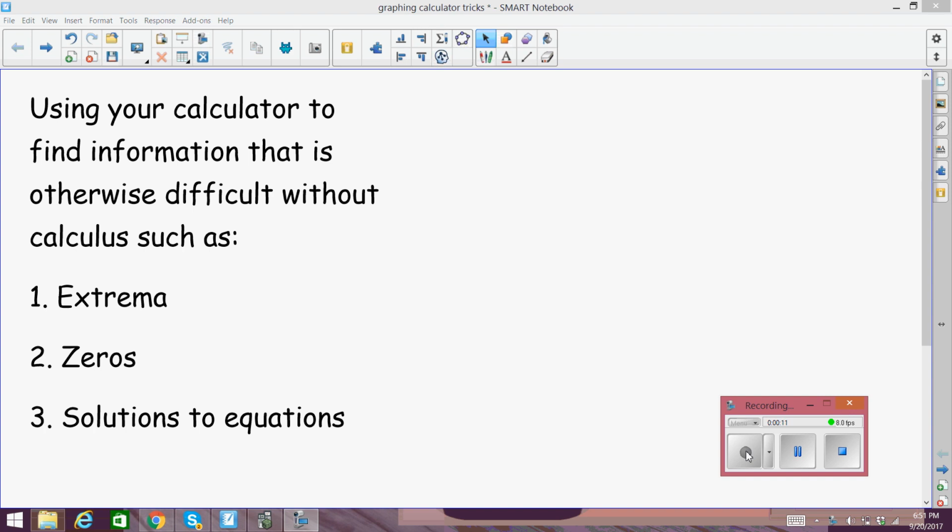This lesson is going to cover finding exact extrema on your calculator, finding exact zeros using your graphing calculator, and finding solutions to any equation, regardless of whether you know how to solve it algebraically or you've ever seen it in your life. You can use your graphing calculator to help you with these things. We're going to start with finding extrema on our calculator.